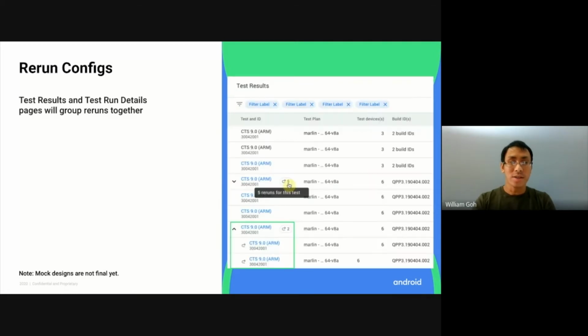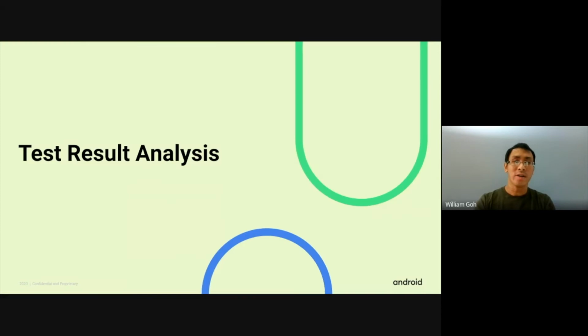In addition to scheduling reruns together, we also plan on updating the test results and test run details pages to group reruns of tests together so users can more easily find the results they need. The screenshot here shows an example of what this can look like, having each rerun shown as lists under the original run. And now I will pass it off to Dee to talk about test result analysis.